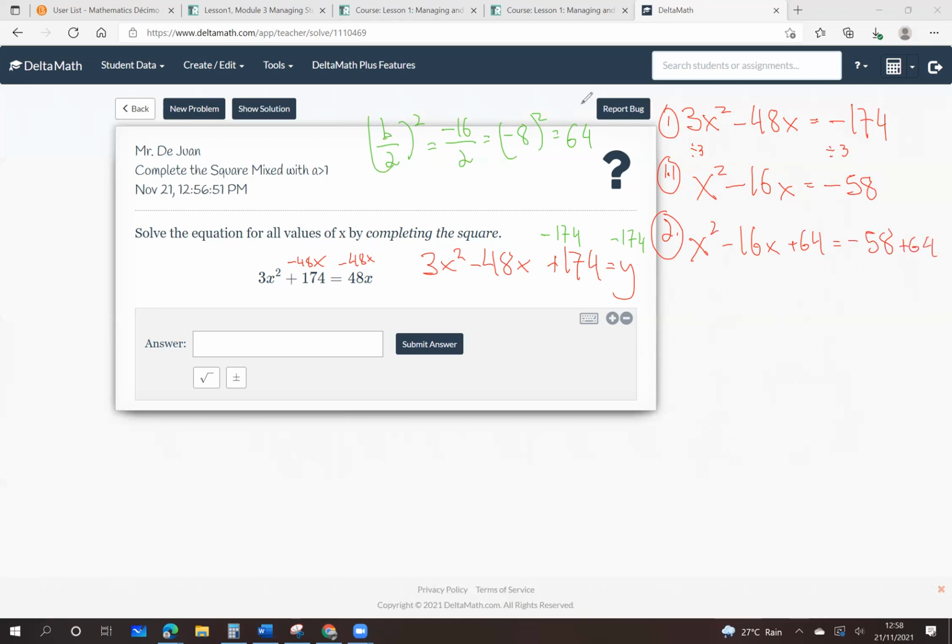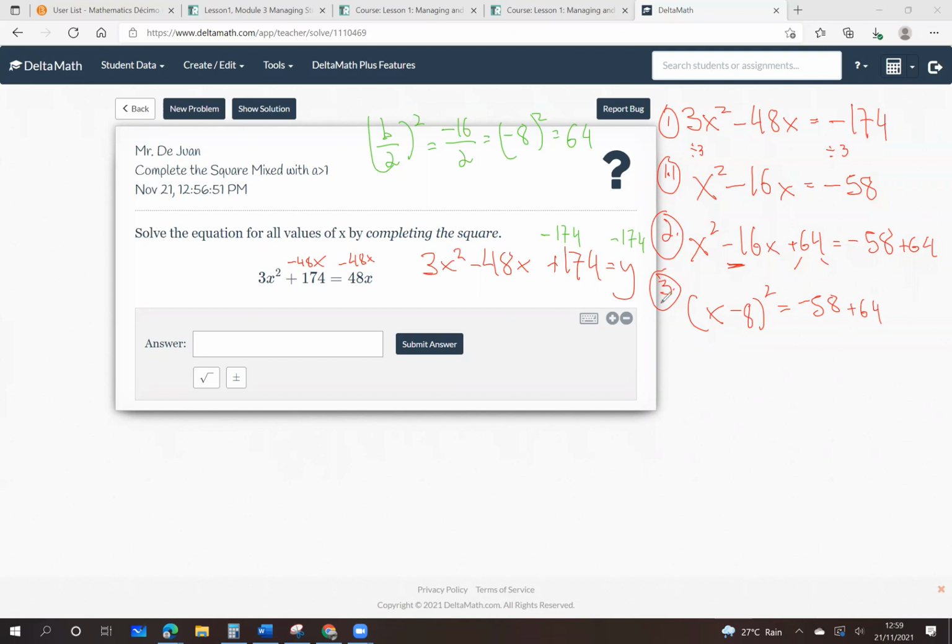Add the b over 2 onto both sides. Step 3. Next step. Now we're going to have to factor it. X, well, if I have a negative 16 here, it has to be the same number, 8 and 8. Negative 8, negative 8. So x minus 8, well, negative 8 and negative 8 is negative 16. So we know that's what we have to put in. Negative 8 squared equal to negative 58 plus 64.